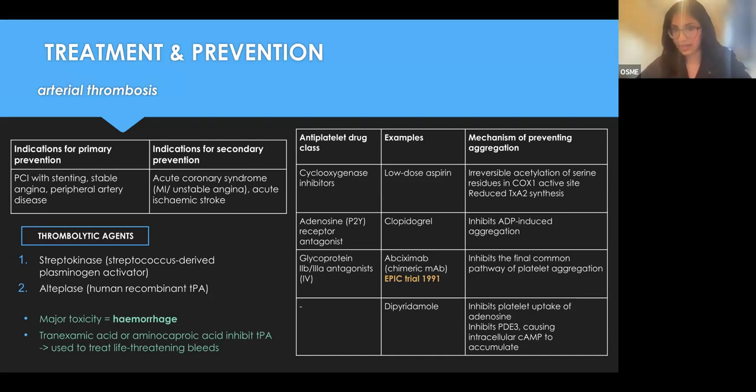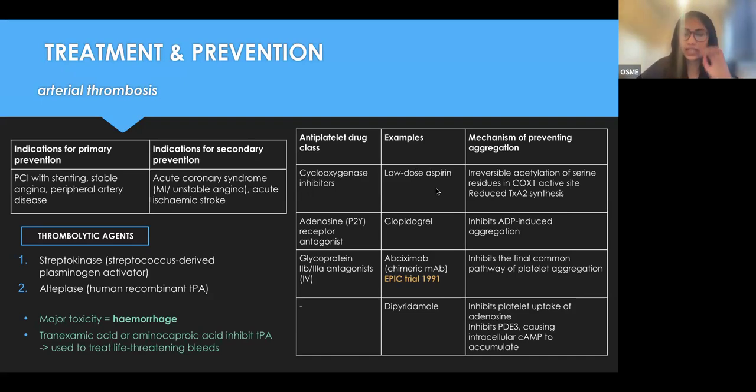So we'll start with the antiplatelet drugs on the right. These are given both in prevention and in treatment for arterial thrombosis. The main ones you need to know are these top three. Aspirin is a cyclooxygenase inhibitor. It's non-selective, so it'll inhibit COX-1 and 2, I believe.